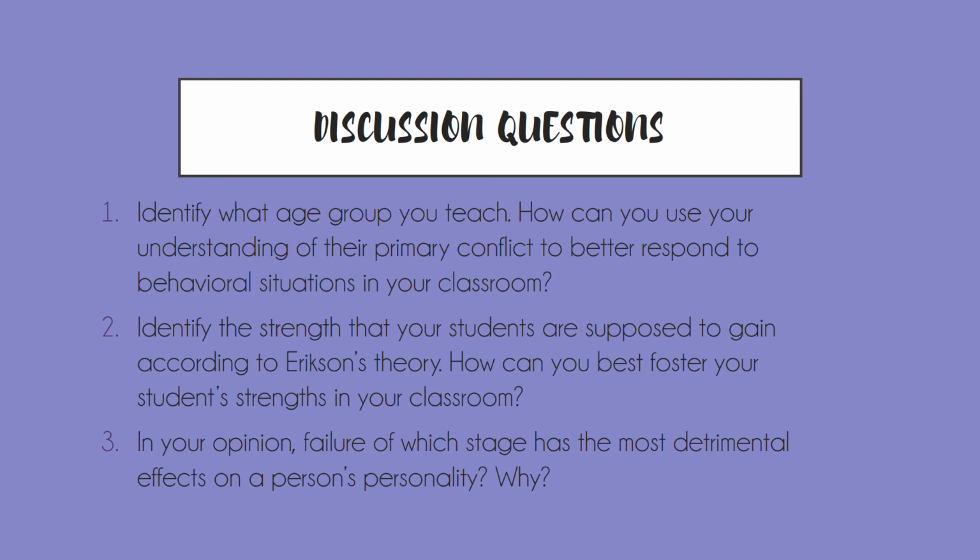I'm going to leave you with a couple discussion questions to answer for me. Number 1, identify which age group you teach. How can you use your understanding of their primary conflict to better respond to behavioral situations in your classroom? Number 2, identify the strength that your students are supposed to gain according to Erikson's theory. How can you best foster your students' strengths in your classroom?